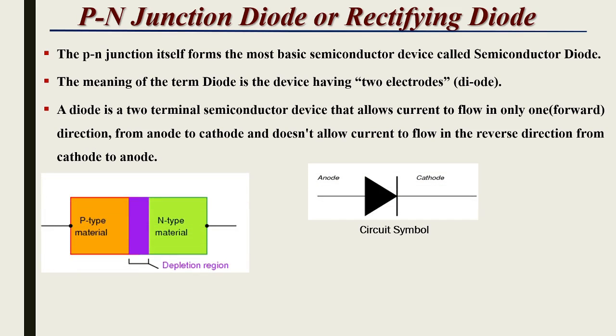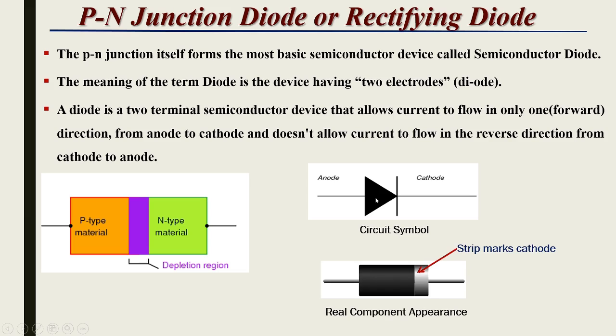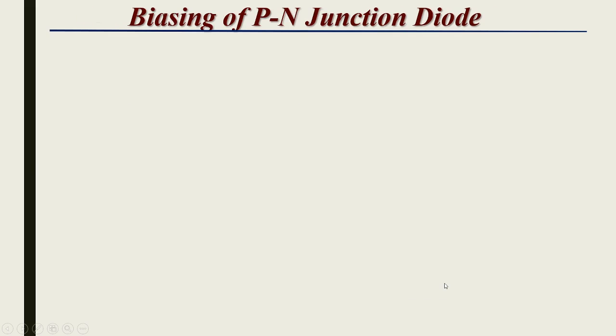And this is the circuit symbol for the diode. It has two terminals, anode and cathode. The arrowhead of this diode indicates the direction of flow of current through the diode. And this is the real component appearance, how the PN junction diode looks like. This strip marks the cathode. So this silver strip indicates that this terminal is a cathode.